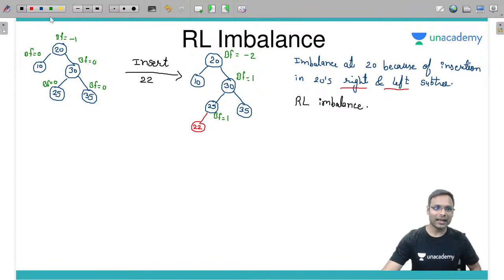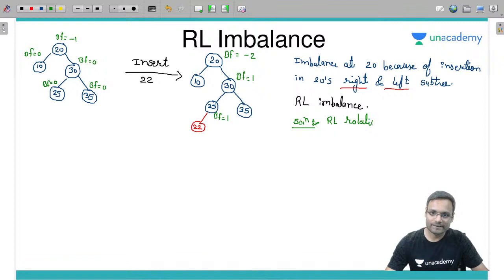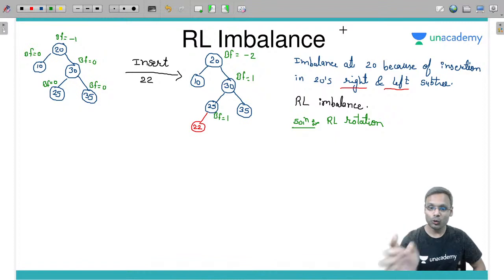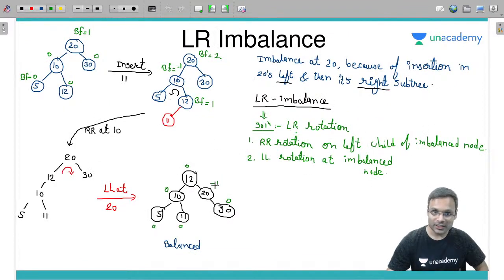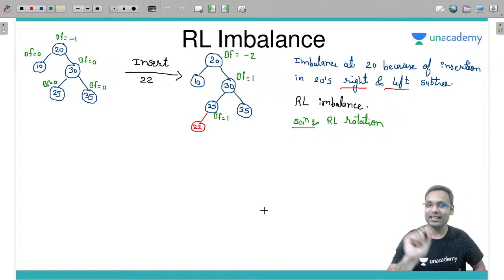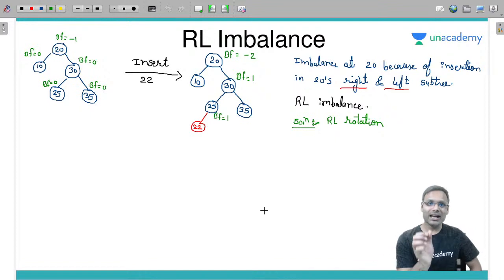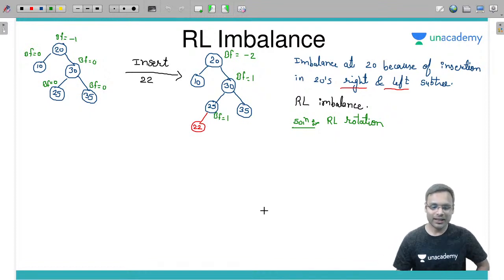If it is RL imbalance, then what is the solution? The solution is RL rotation. Again, now it's your turn. You will have to follow exactly what I told you earlier in the two types of rotation. Same to same you need to do here also. The rotation I told you before, you have to do the same here too.